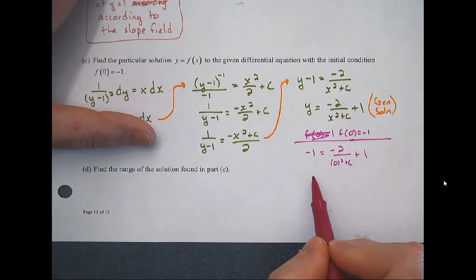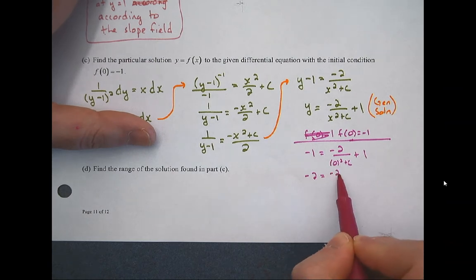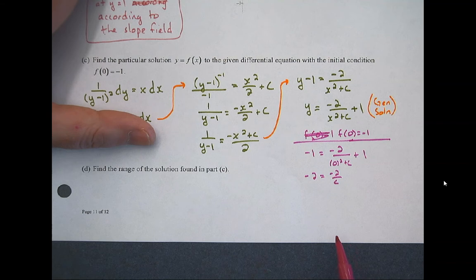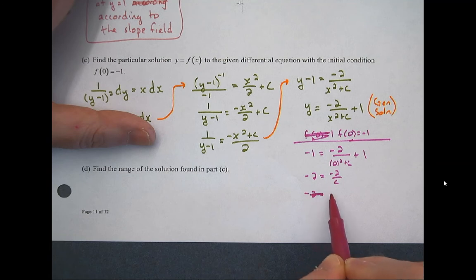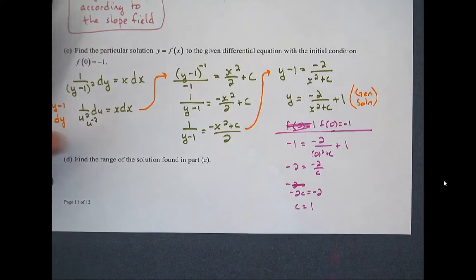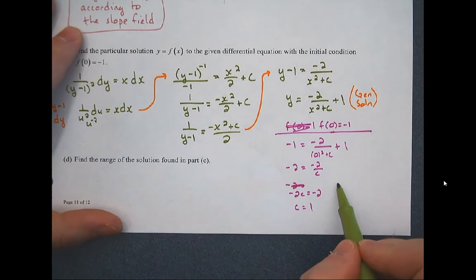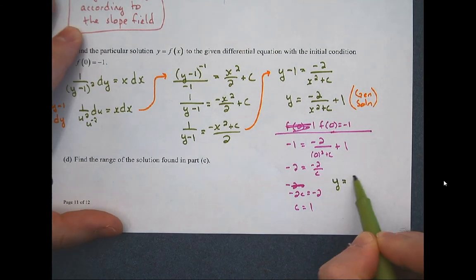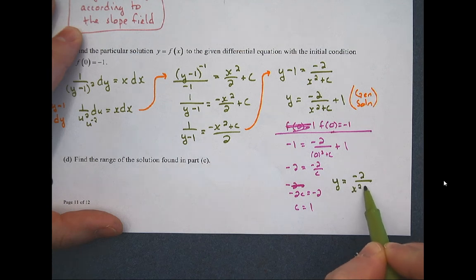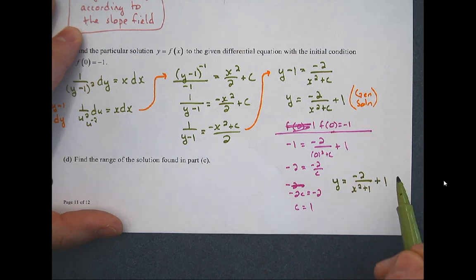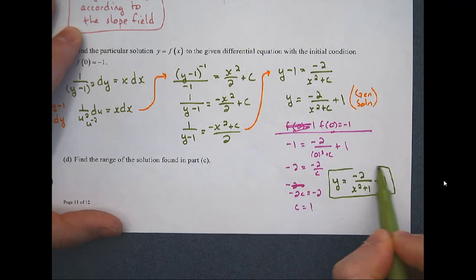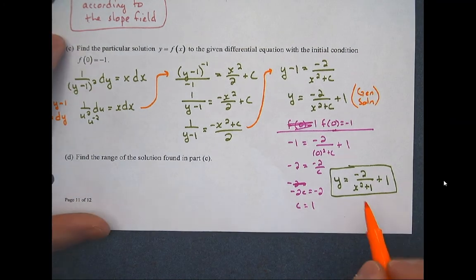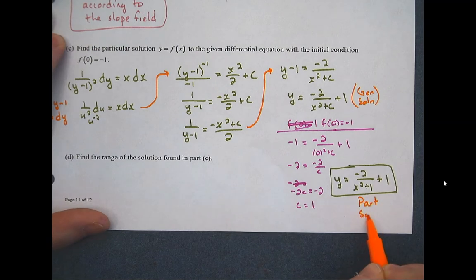I can bump this over, so now this is negative 2 equals negative 2 over, that 0 plus c is c. Cross multiply, negative 2c equals negative 2, divide, so c equals 1. So our actual particular, I should say, solution is y equals negative 2 over x squared plus 1 plus 1. This is my particular solution.